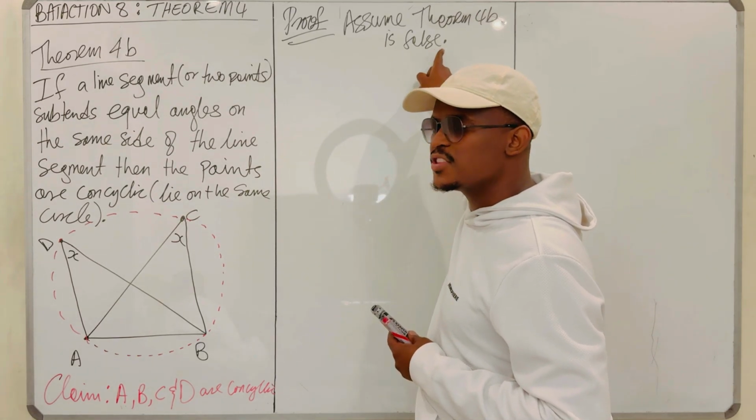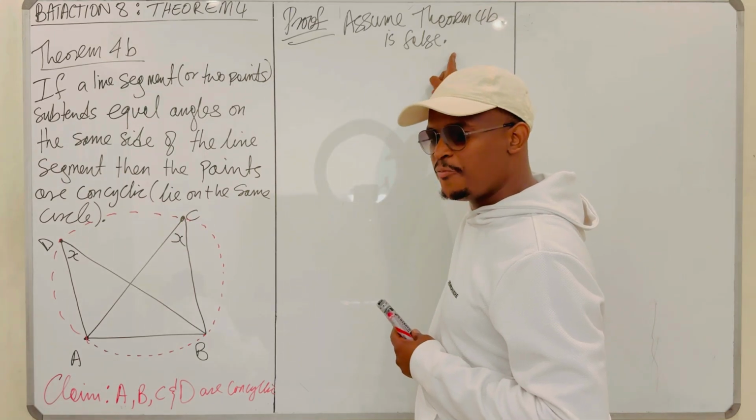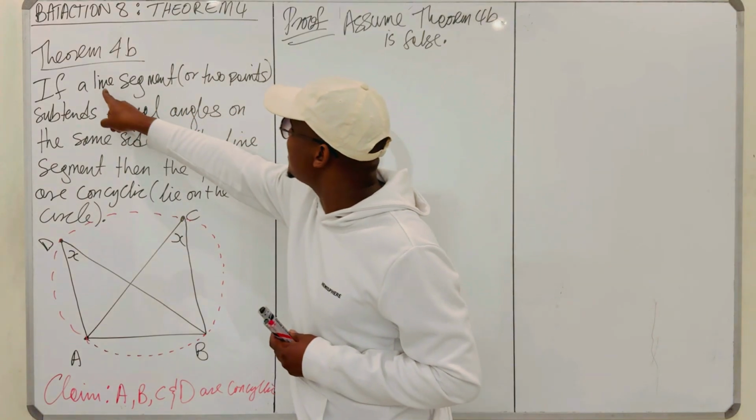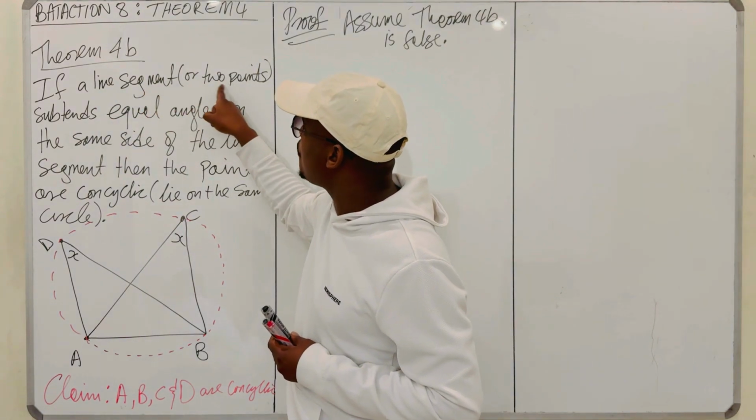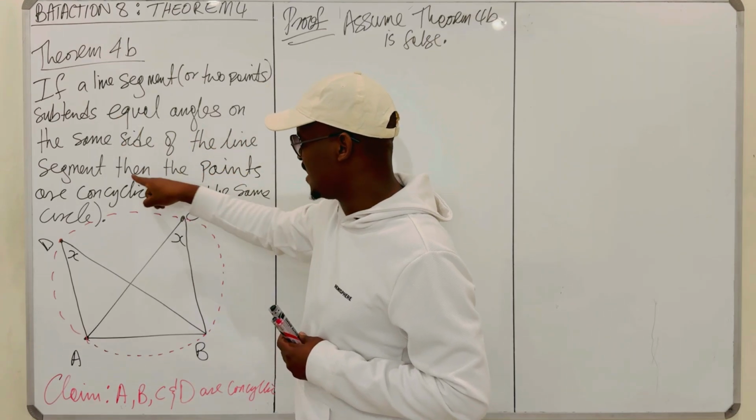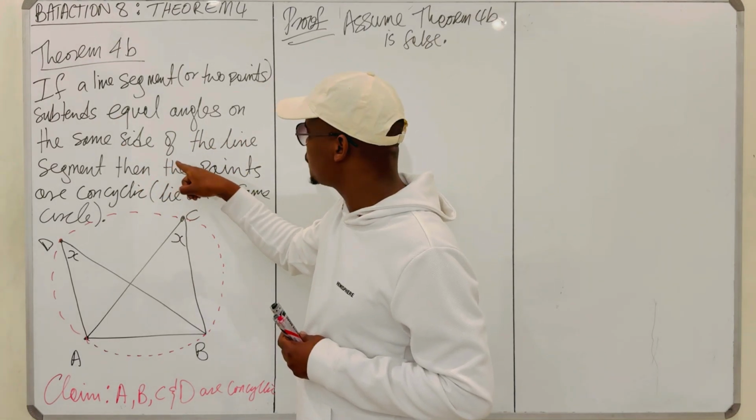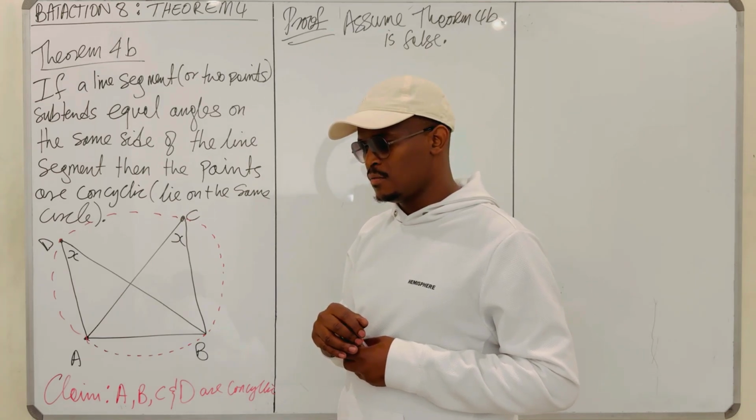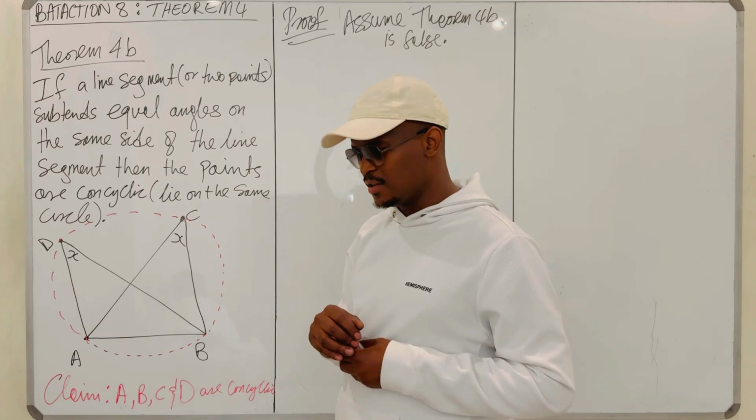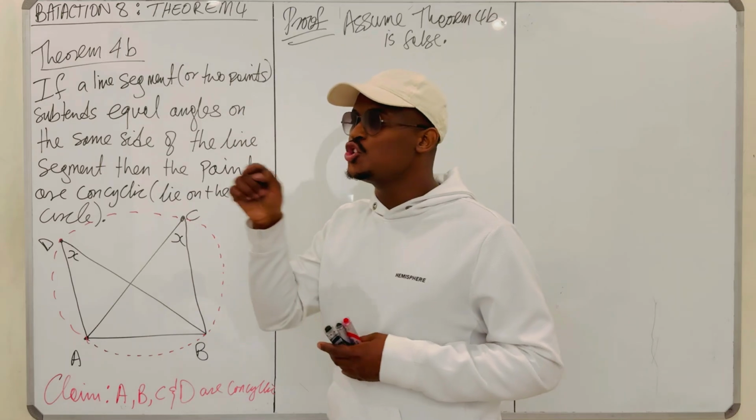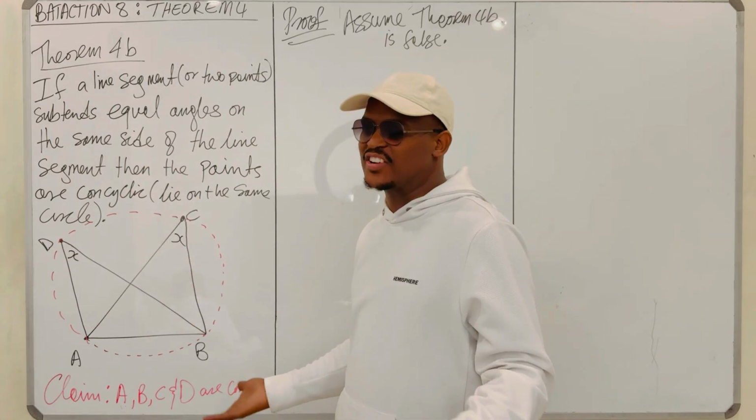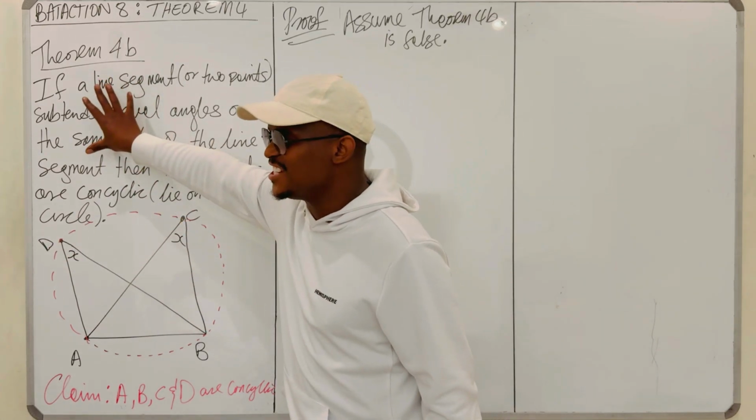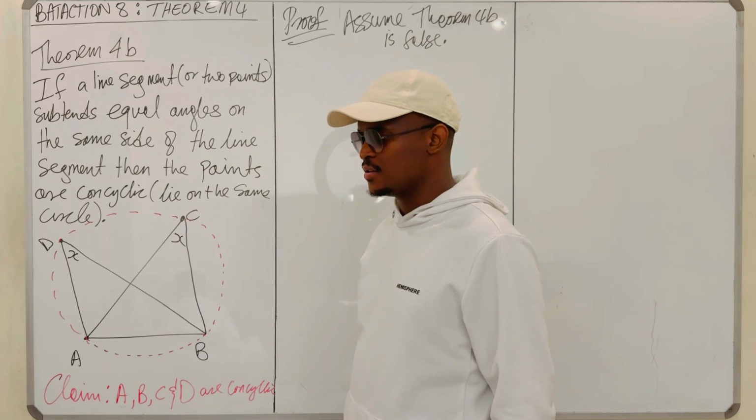So what does it mean for theorem 4b to be false? For theorem 4b to be false, it means we have a line segment that joins two points that subtend equal angles on the same side of the line segment, but those points are not concyclic. Do you understand? So that part, not concyclic, is you not drinking now. It's me not drinking after Kaiser Chiefs won. The first part did happen, but I didn't drink afterwards.